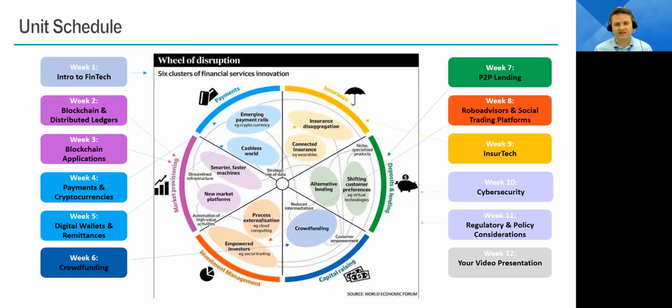So what are the topics that we are trying to cover in this unit? Of course, there are so many things going on in the fintech space, but we simply do not have enough time to cover all of them. So we've selected some of the topics that we consider most important, and these are the topics that we are going to cover during this semester. We are mostly guided by the World Economic Forum's Wheel of Disruption, which basically identifies 6 areas of financial services innovation. They call this the Wheel of Disruption.